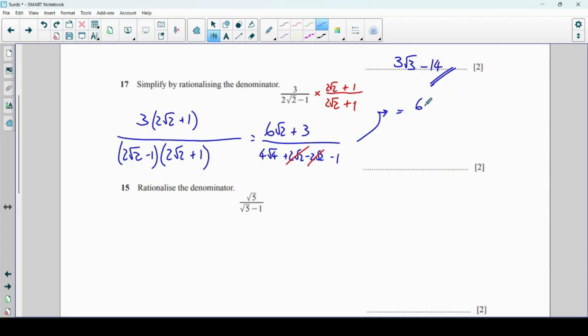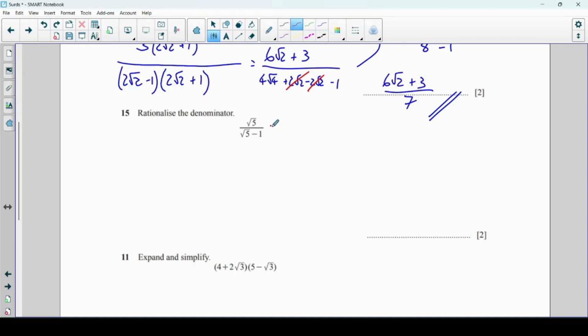Okay, so on the top we've got 6 root 2 plus 3. And on the bottom, well, this root 4 is 2. So here on the left we've got 4 times 2, which is 8. And then subtract 1, which is 7, so we get 6 root 2 plus 3 all over 7. I just did a quick double check in my head there because these are both divisible by 3, so I expected something divisible by 3 on the bottom, but it's not. I don't think we've made a mistake anywhere. I think that's okay.